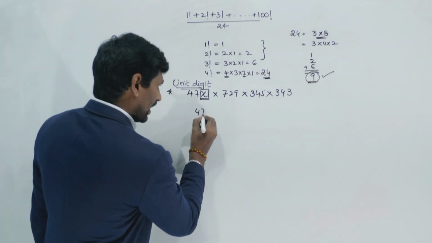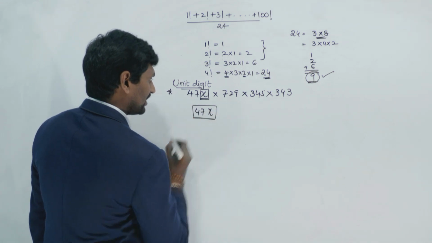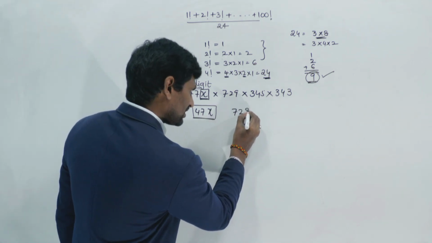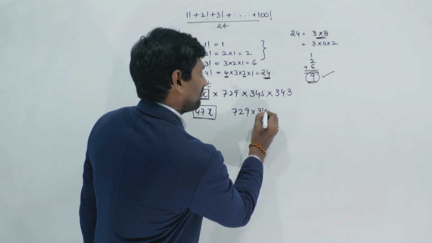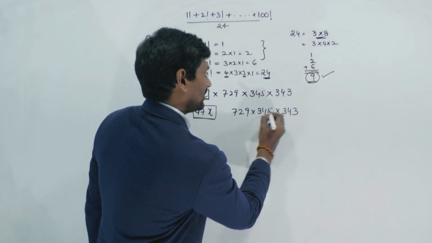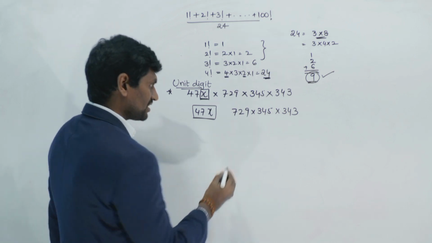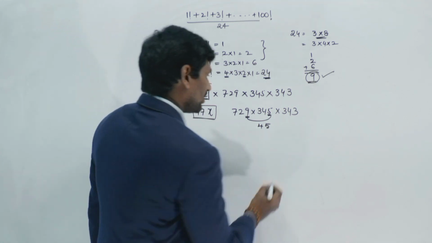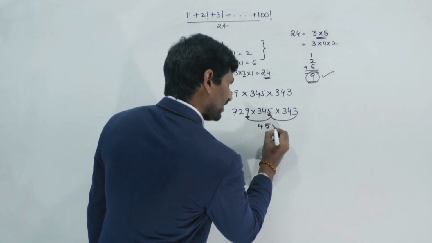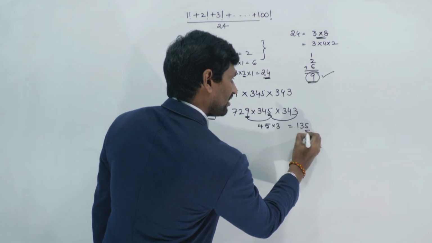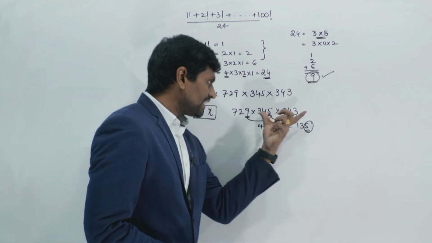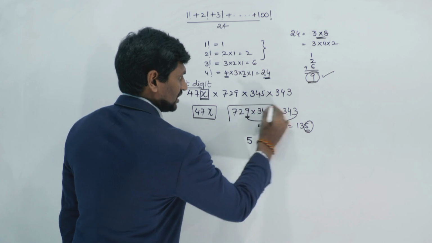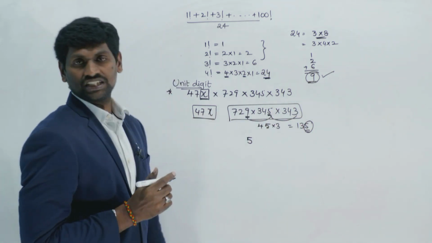Okay. Now I am leaving this first number as it is. Let us consider the remaining 3 numbers. What are the 3 numbers? 729, 345 and 343. Let us identify the unit place digits. 9 5s are 45, with 3, 45 into 3 is 135, again 5. That means if you multiply these 3 numbers, we will get the unit place digit as 5. It is fixed.